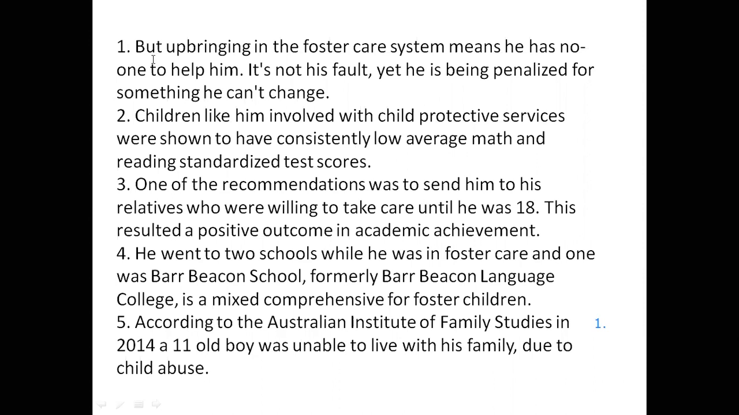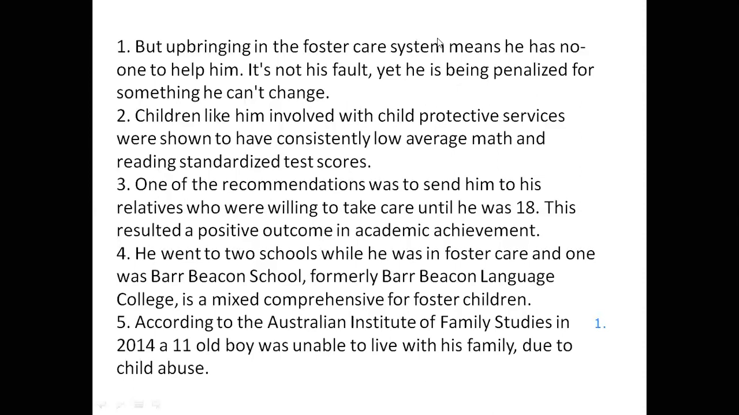"But upbringing in the foster care systems means that he has no one to help him. It's not his fault, yet he's being penalized for something he can't change." "Children like him involved with child protective services were shown to have consistently low average math and reading standardized test scores." So here we're talking about his academics. "One of the recommendations was to send him to his relatives who were willing to take care of him until he was 18. This resulted in a positive outcome in academic achievement."